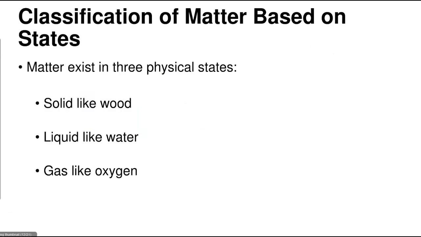All right, we now go to classification of matter based on the physical state. So we want to classify matter based on the state. Of course, this is a physical state. Matter exists in 3 physical states. Those are the solid, the liquid, and gas.